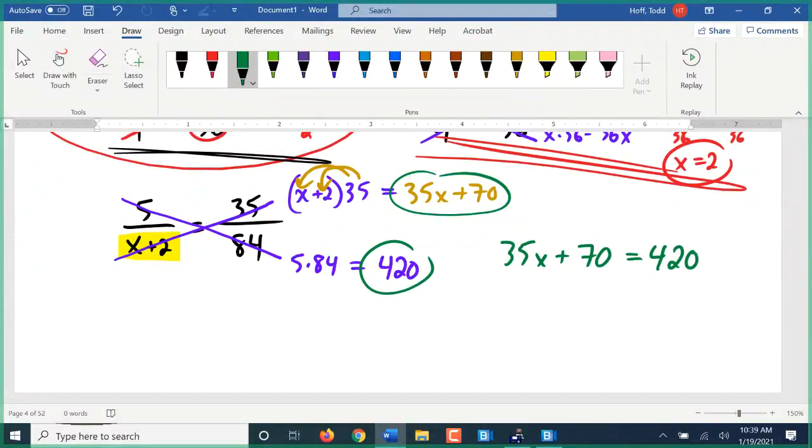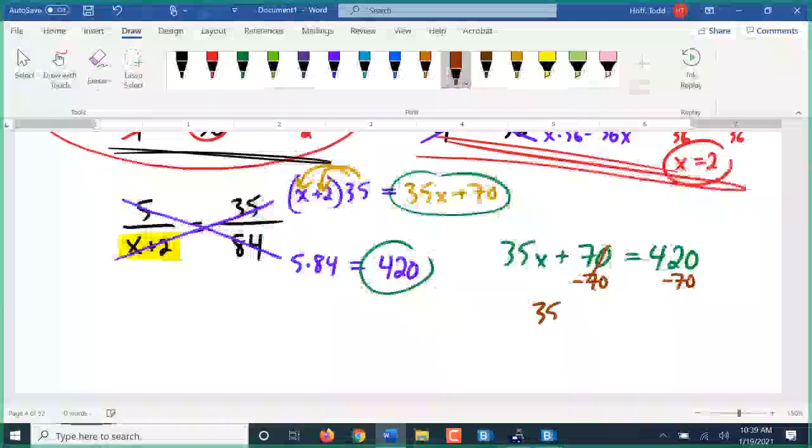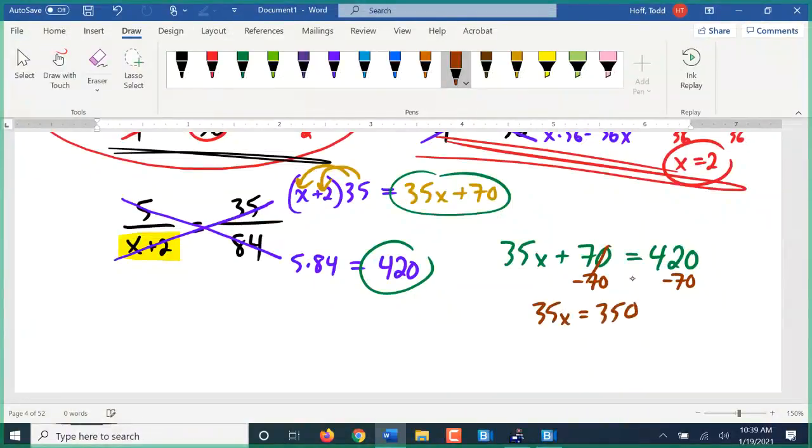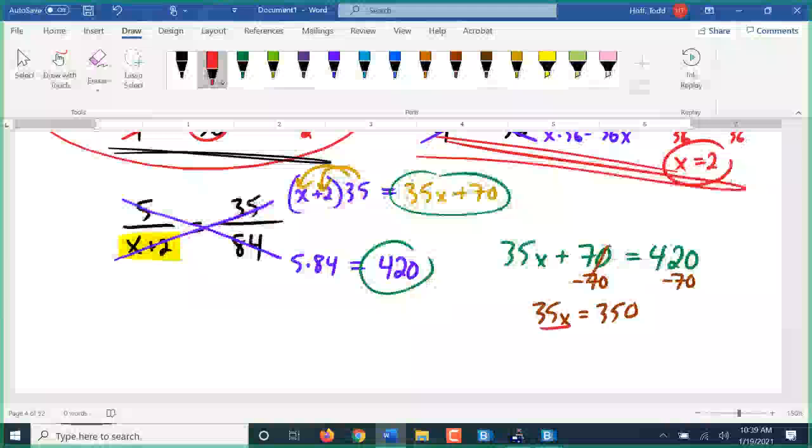Now we can solve that equation. Subtract 70 from both sides. 35x equals 420 minus 70, which is 350. And then to get x by itself, we divide by 35.